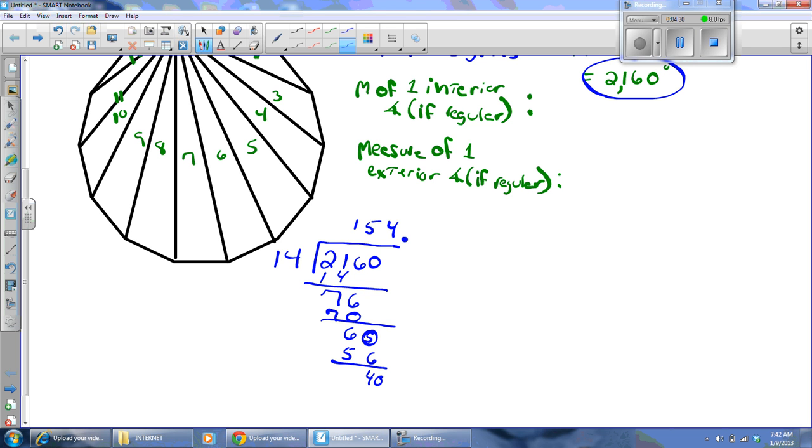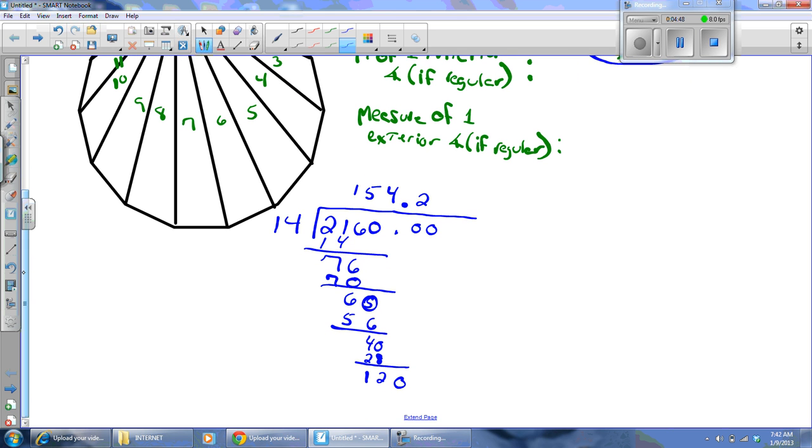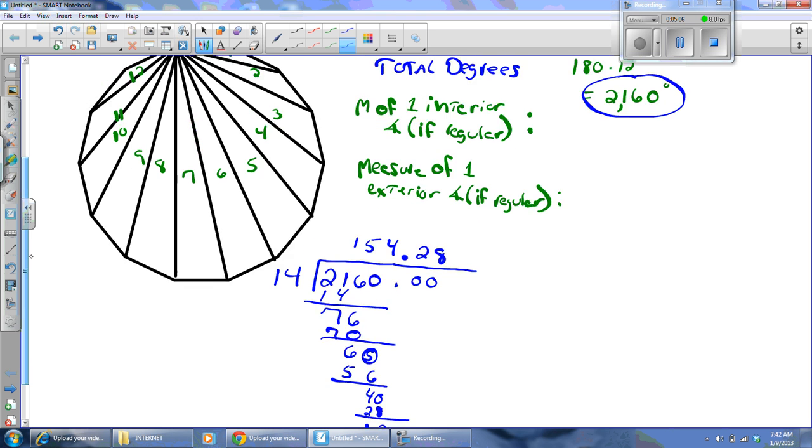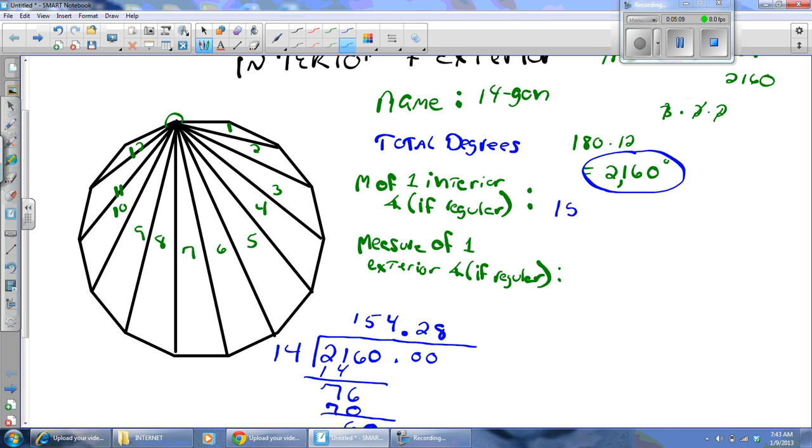Going to need a decimal point, right? And add some zeros in here. And that's only going to go twice. So I'm going to get a 28. And I'm going to get 120. And let me see here. 7 times 8 is 56, so I'm thinking 8. Am I wrong there? Let me see. 2 carry 3. No, 8 is good. All right. And that's good enough. I know it's 154.28, so I'm going to go ahead and call it 154 and 3/10 degrees. I'm going to go ahead and round.